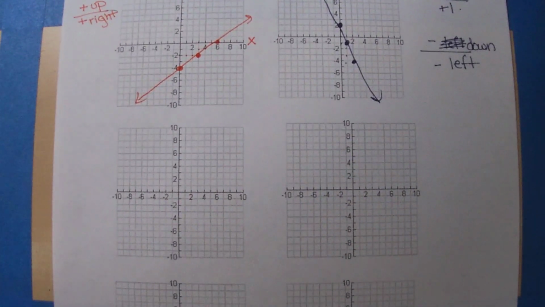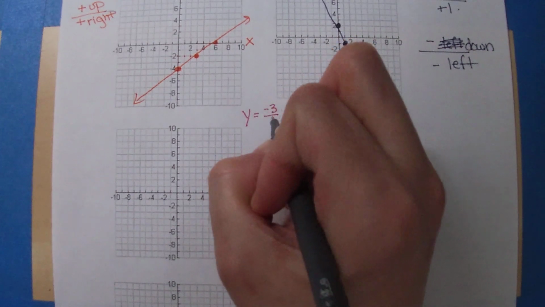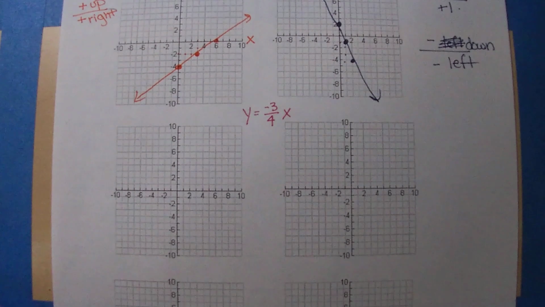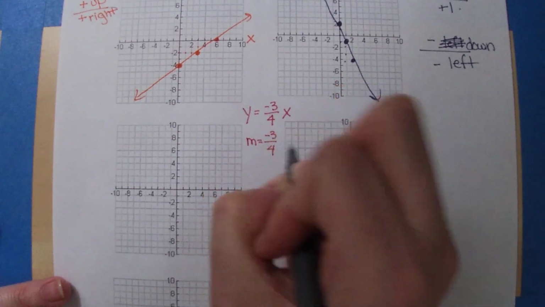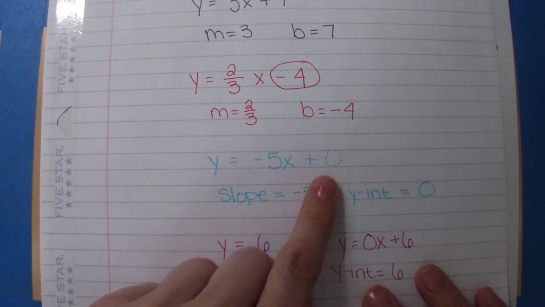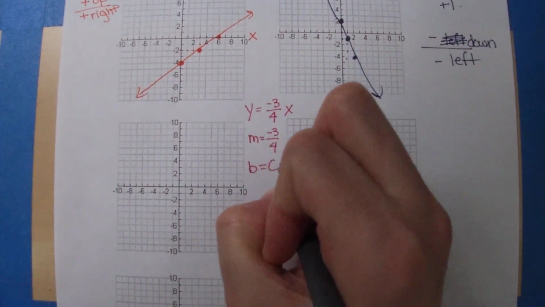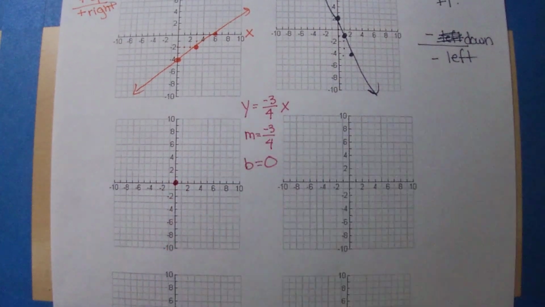How about y equals negative 3/4 x? Okay, so step 1, we're going to find m and b. So m is going to be our number in front of x, which is negative 3/4. Just like we said on this one over here, our b is 0 because we don't see anything being added. So I'm going to start at 0.